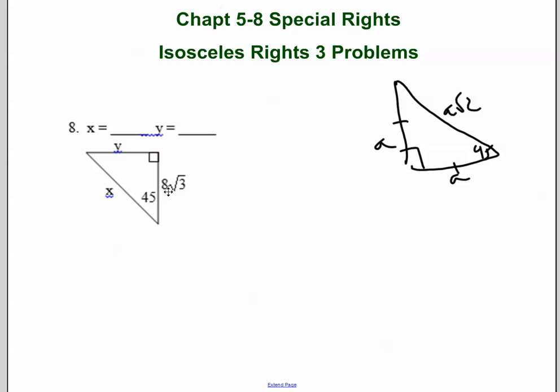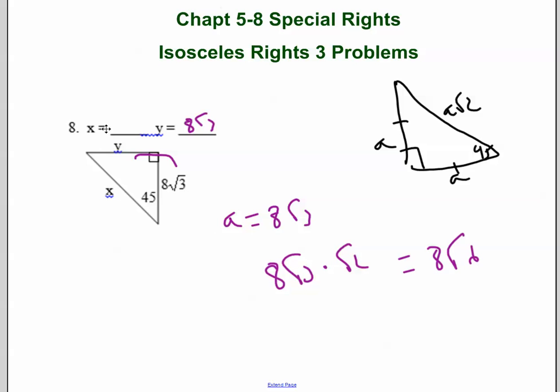So I'm going to say, okay, where does this 8 radical 3 line up to? It lines up with my a. So I'm simply going to put a is equal to 8 radical 3. So I want to solve this. Therefore, y is going to be the same thing. It's an isosceles, 8 radical 3. And all I do is just multiply this by radical 2. So 8 radical 3 times radical 2, radical plays with radical, is equal to 8 radical 6. So this is just 8 radical 6.